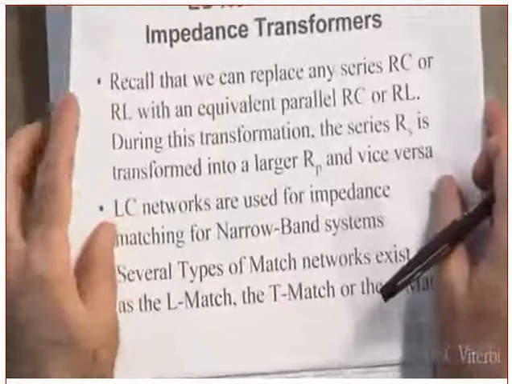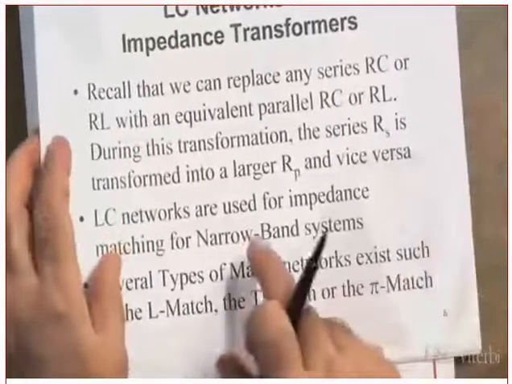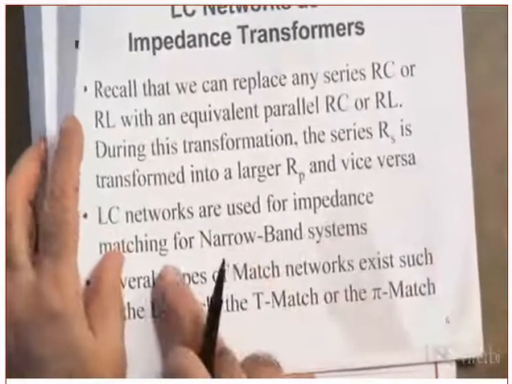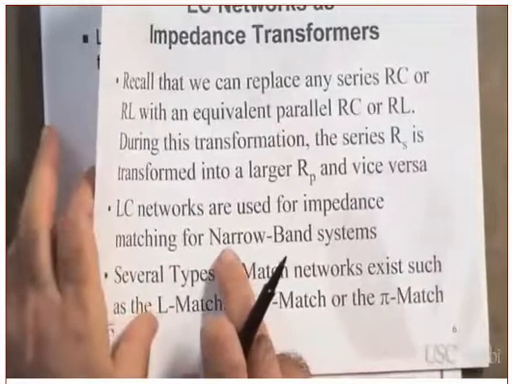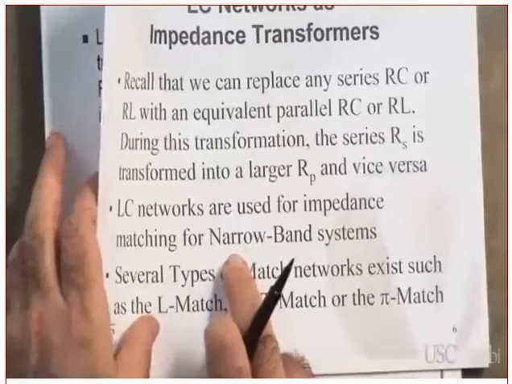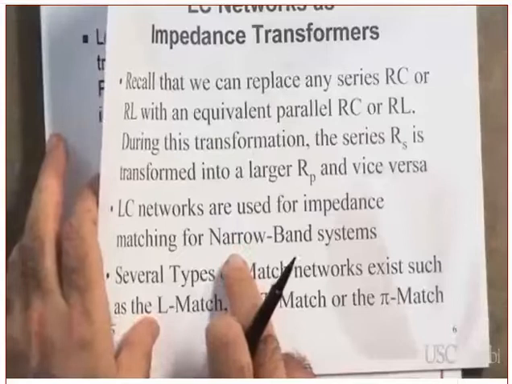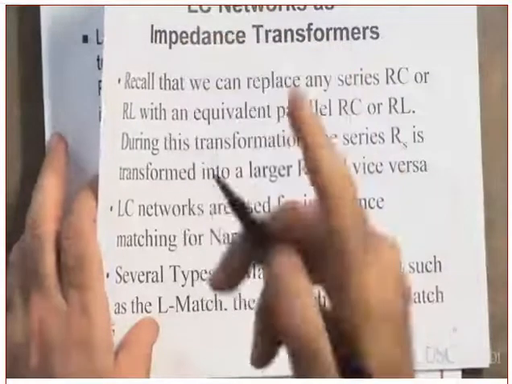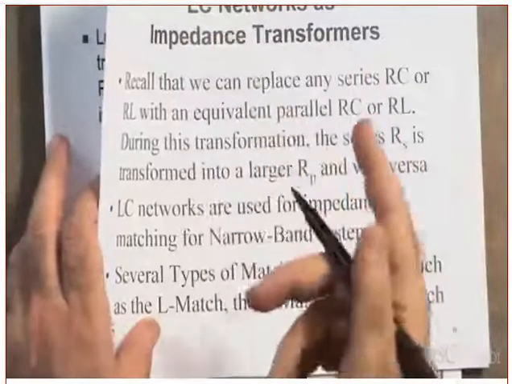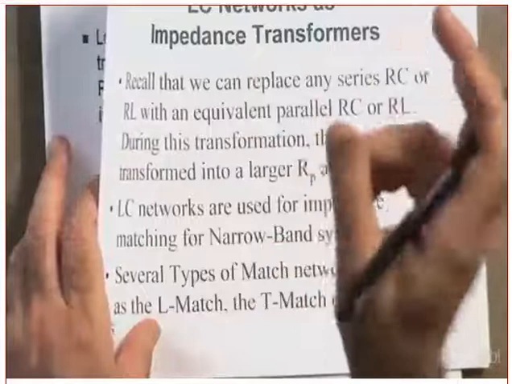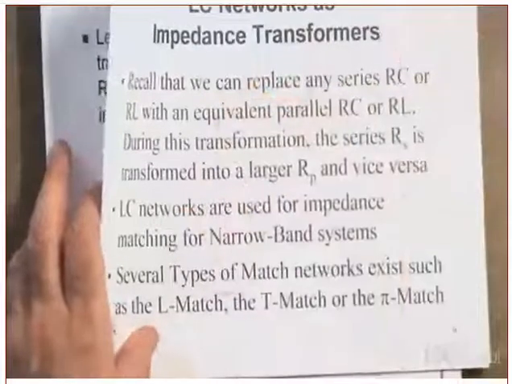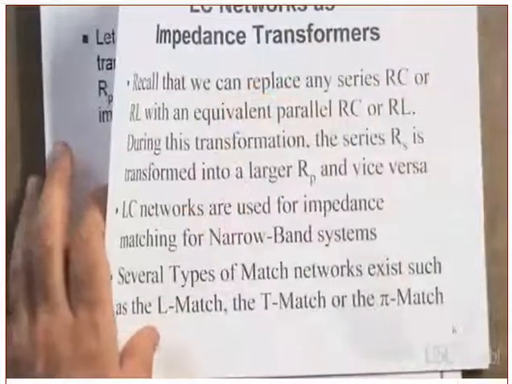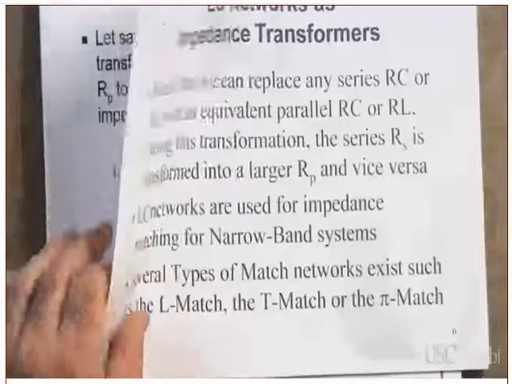Now, the LC match, again, as I told you, is used for matching narrowband systems. The reason for that is that the matching is actually done at just a single frequency, which is omega naught. You are hoping that the bandwidth is narrow enough that for the frequencies clustered around the center frequency, the matching is still good enough. Clear?